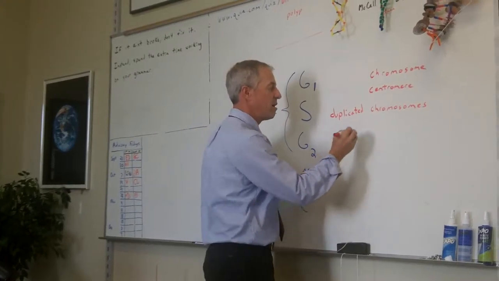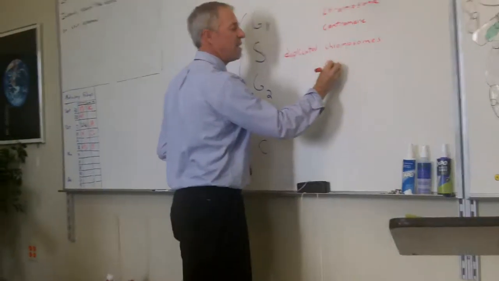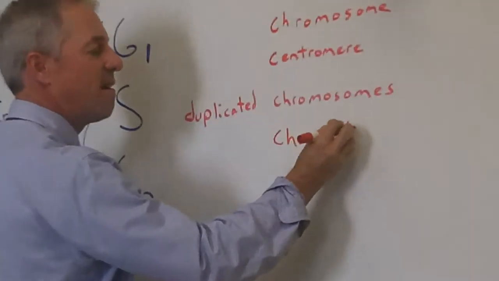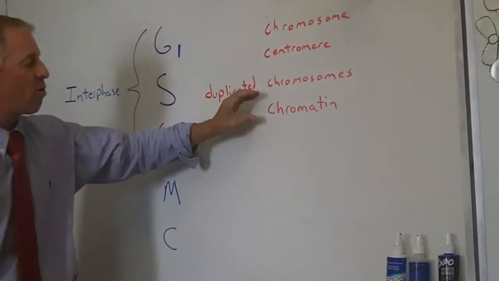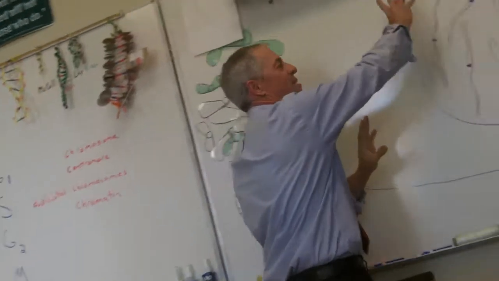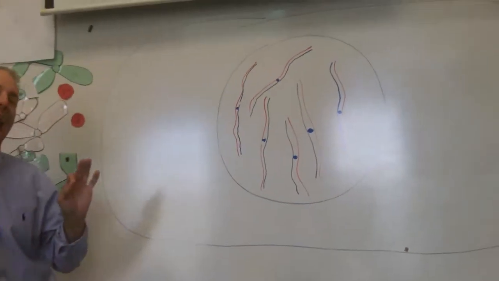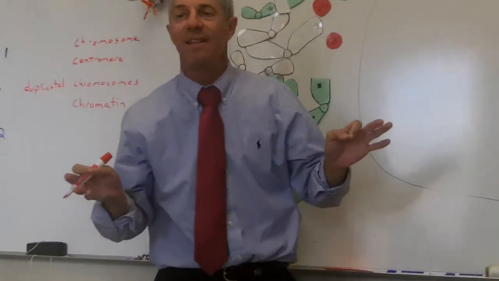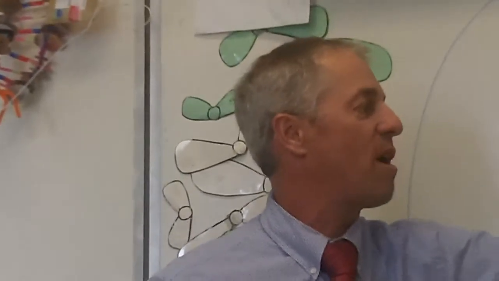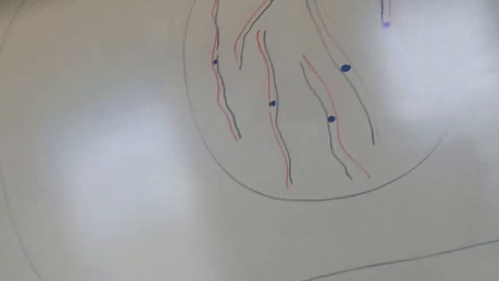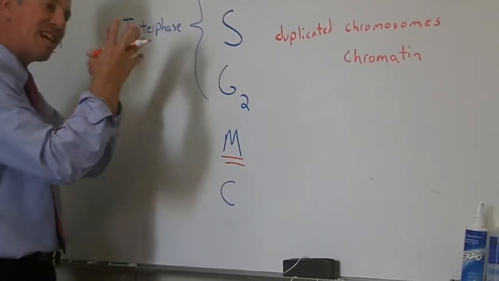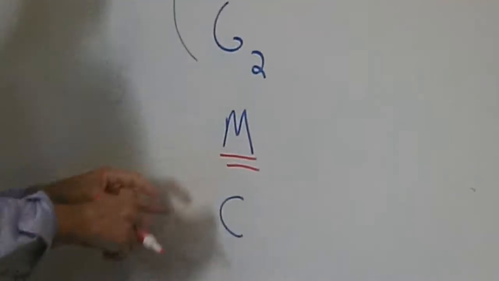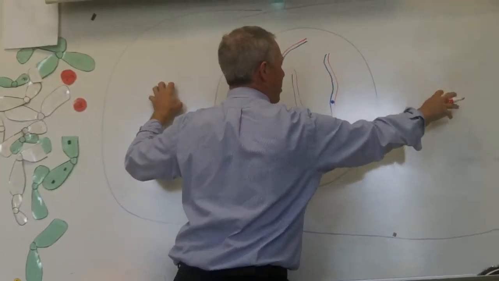Oh, you haven't? It's called chromatin. Can you say chromatin? Chromatin. So chromatin is what we call this DNA when it's all spread out. But the DNA doesn't stay all spread out. When we get to mitosis, the M phase, when the cell is actually going to divide, mitosis is the division of the nucleus to form two nuclei.